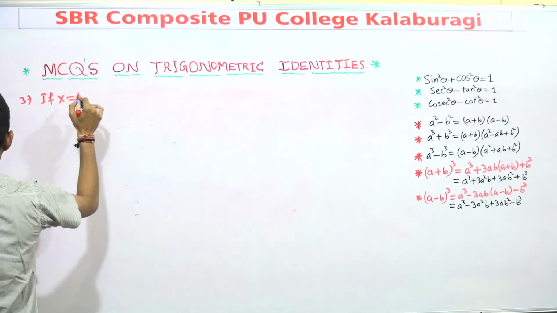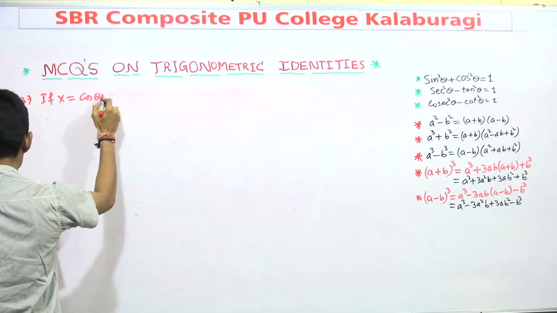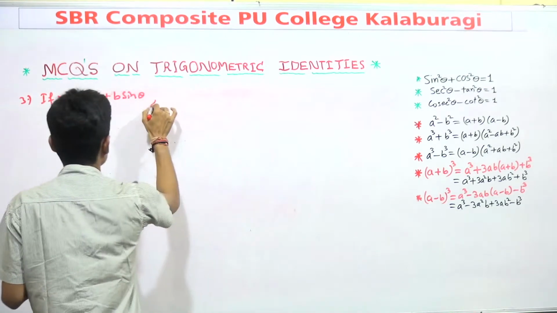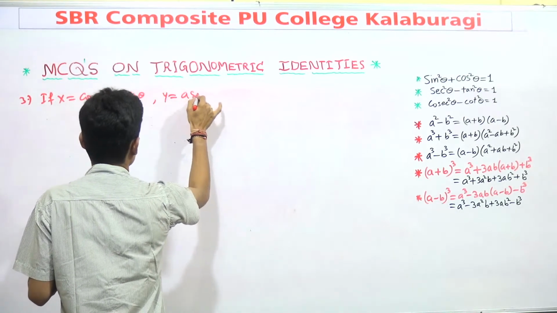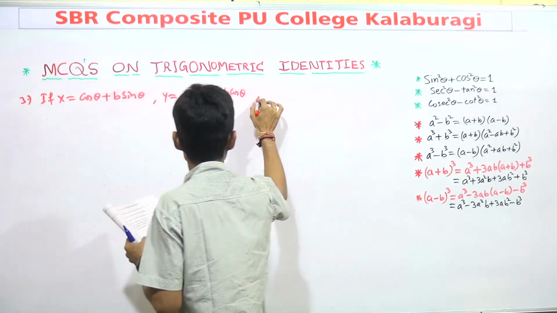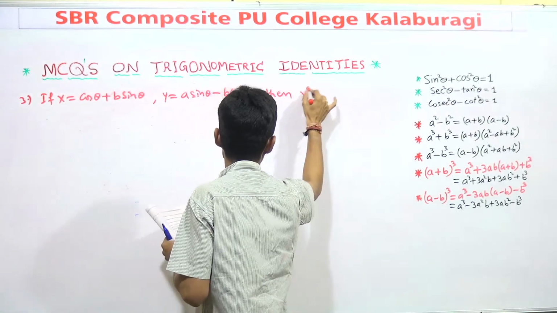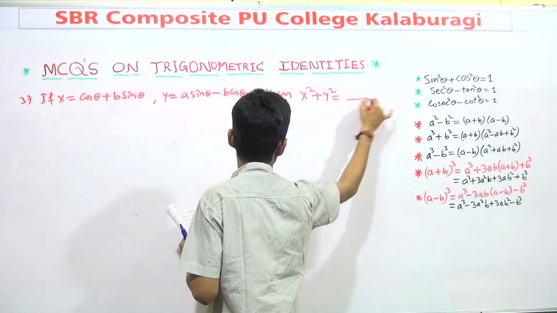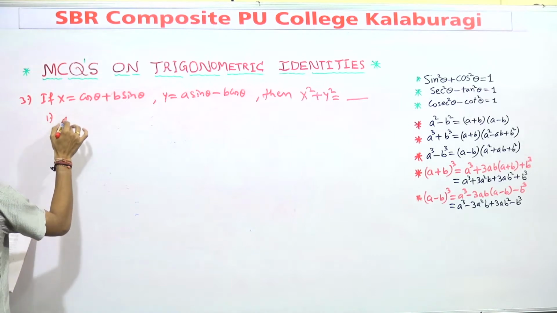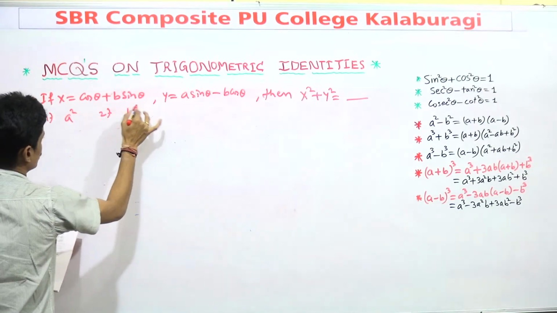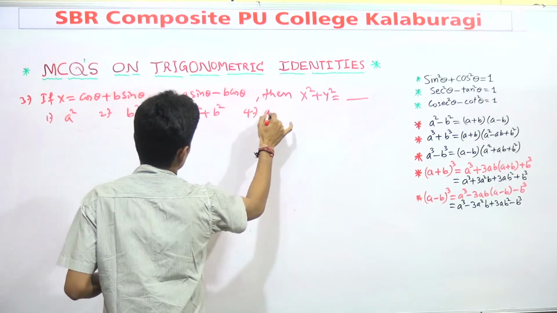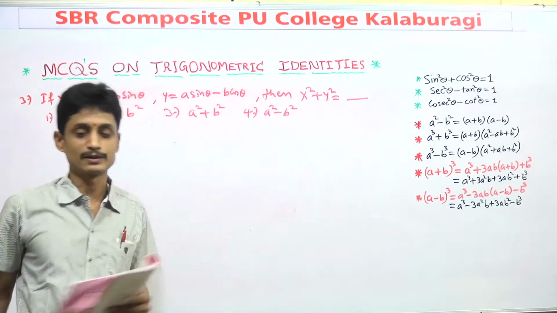If x is equal to a cos theta plus b sin theta, y is equal to a sin theta minus b cos theta, then what is x square plus y square? One type of same question but a little bit different. Option 1 is a square, option 2 is b square, option 3 is a square plus b square, option 4 is a square minus b square.